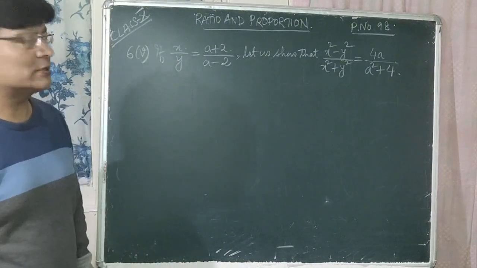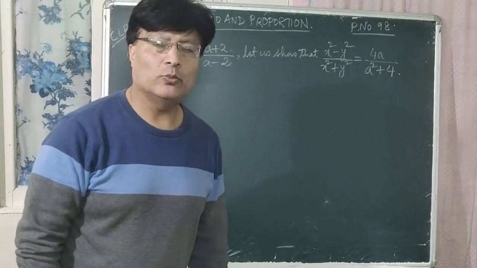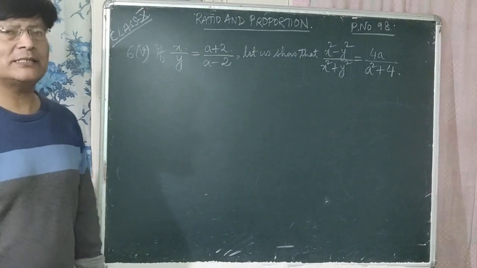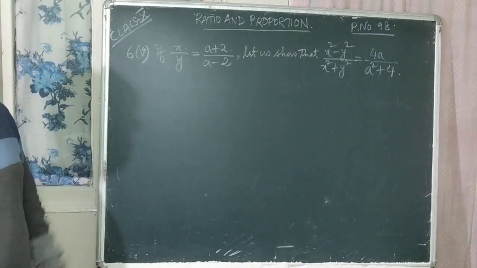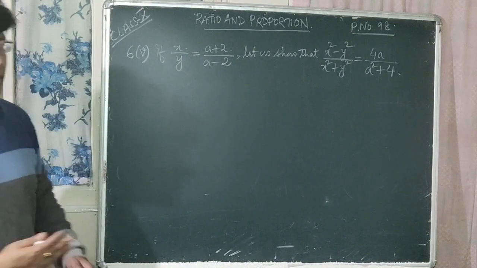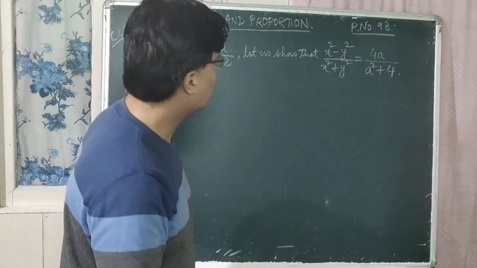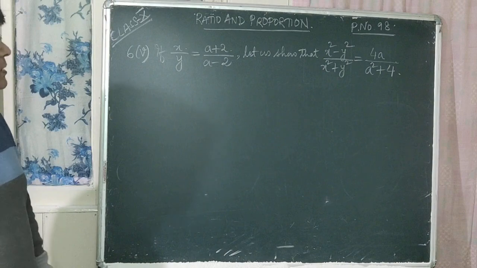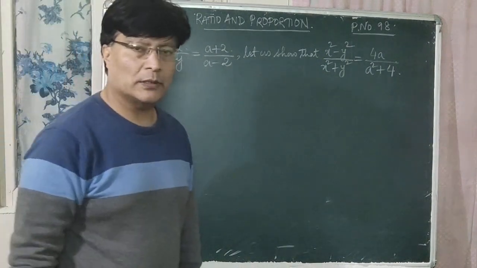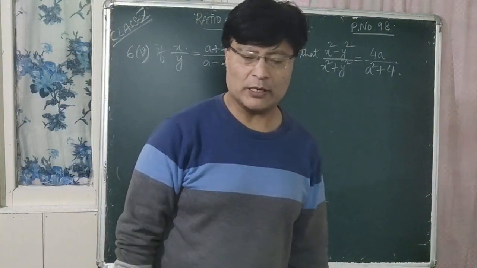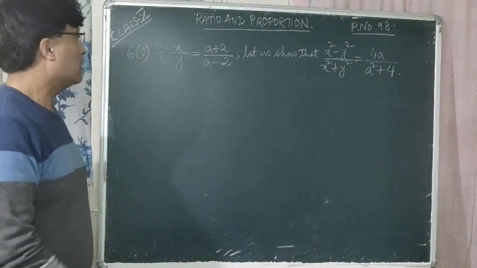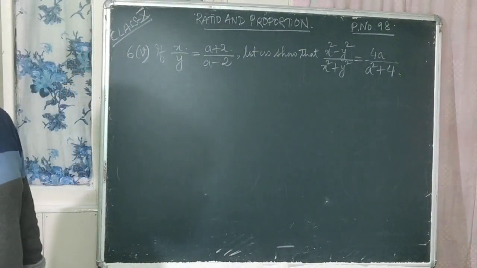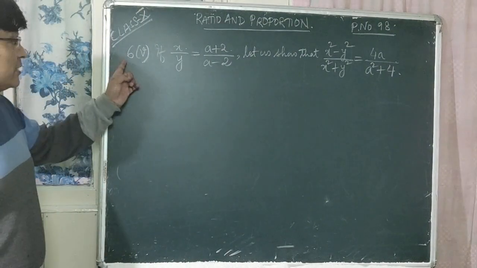The topic is the same topic that we were doing in the last online class, that is ratio and proportion. So this is the continuation class. Same page number is 98. The book used here is GANIT PRAKASH for class 10, and the question is 5 of number 6.